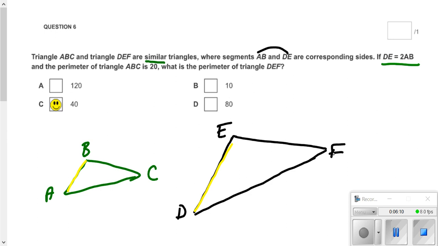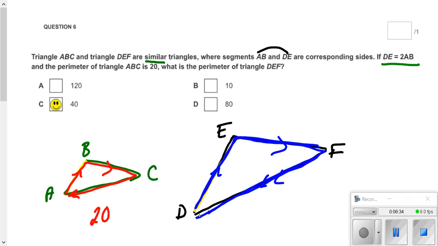Okay, and then it says that the perimeter of triangle ABC is 20. So when I add up these three sides going around, I get 20. That's what perimeter means, adding up the edges. And then over here, it's wondering what the perimeter of this shape is. If I add up the sides as I walk around the shape, if I just took this length plus this length plus this length, what would I get?